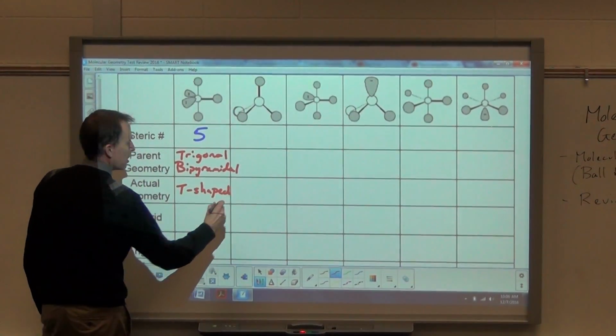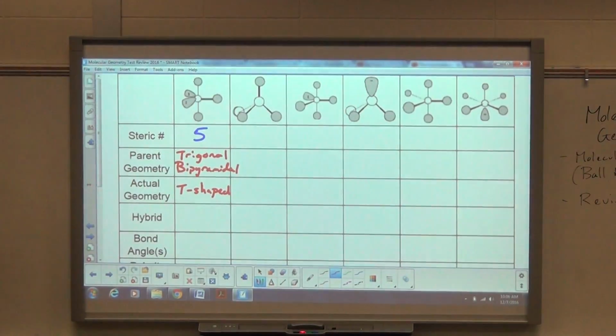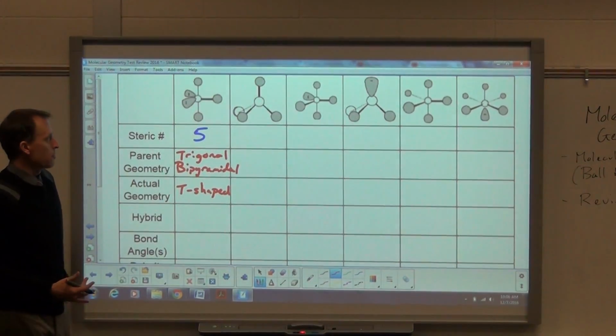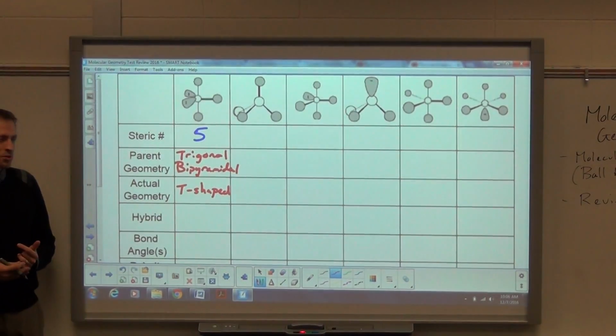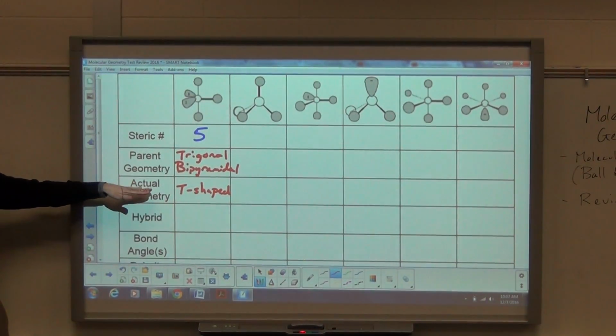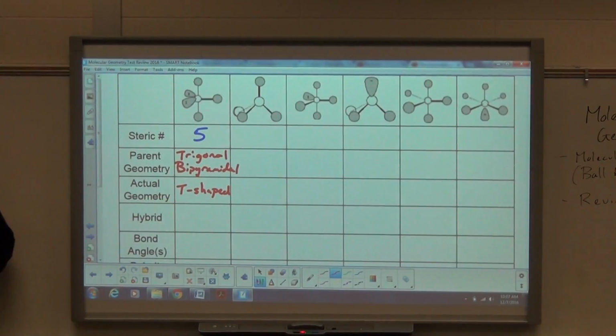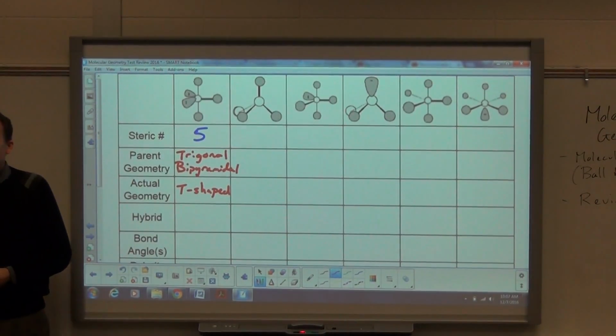We do not count our lone pairs in our actual geometry. So you can cover that up with your hand or whatever else you need to do. But remember the actual shape, it could say actual or it could say molecular. It's the same thing. We're trying to use a little bit of both here. Hybrid is based off of the steric number.